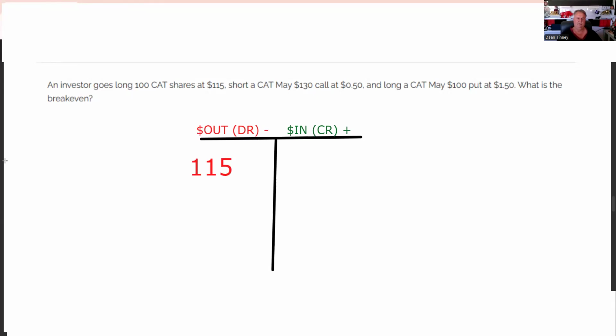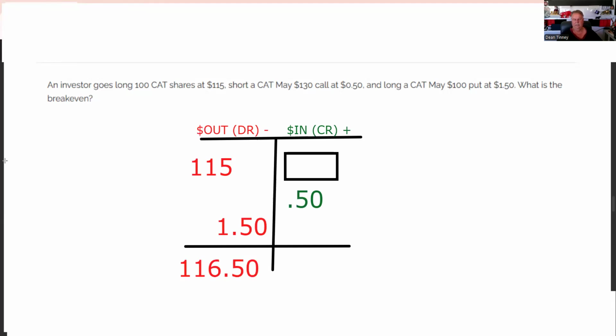All right, so I paid 115 for the cat shares. I brought in 50 cents for the call. I paid $1.50 for the protection. So what is break even? Break even is same dollars out as dollars in, right? So I got to make the T balance because that's what break even is, right? So boom, I can chop my answer set and I know that I need a number that if I plug it in would make the columns balance, right? So I need a number. I could chop my answer set right now. Choice A, choice B, choice C, choice D, and I find out that the break even is 116. Right? If I can sell it for 116, I would have the same dollars out as dollars in.